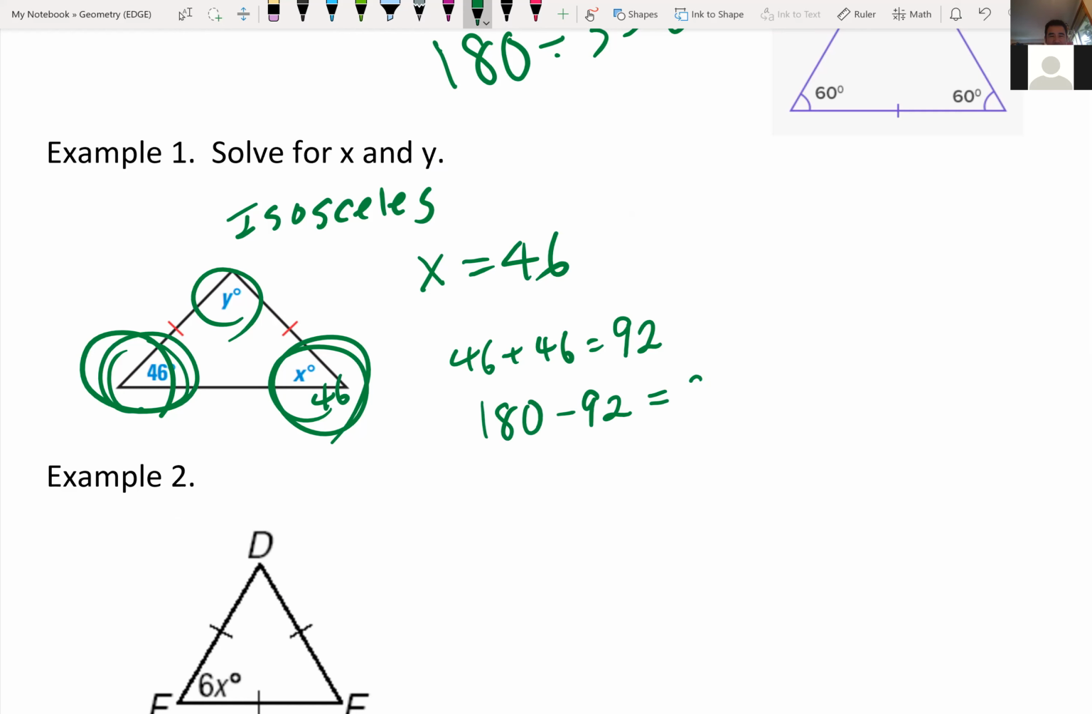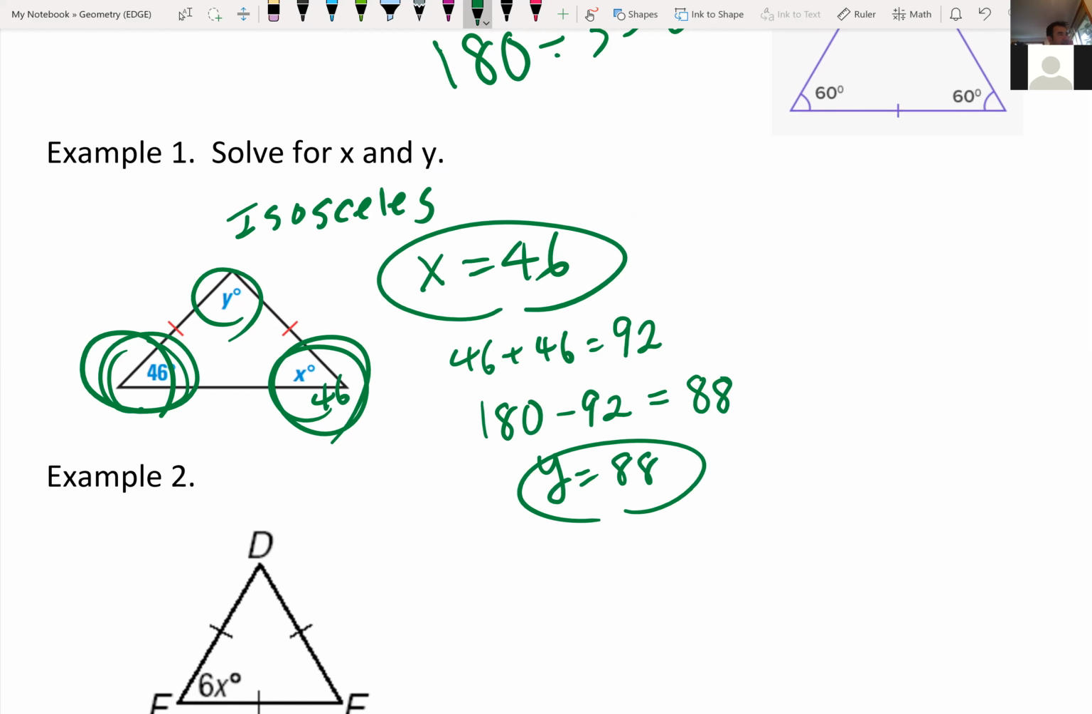88. So y equals 88. Okay, does that make sense?